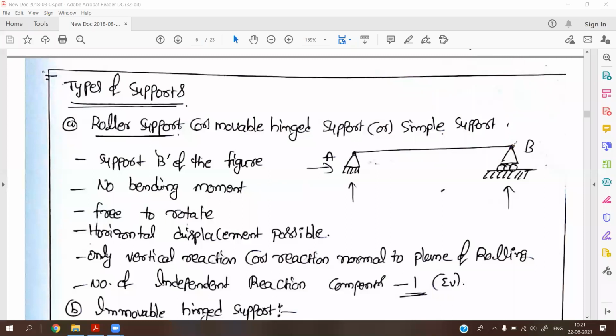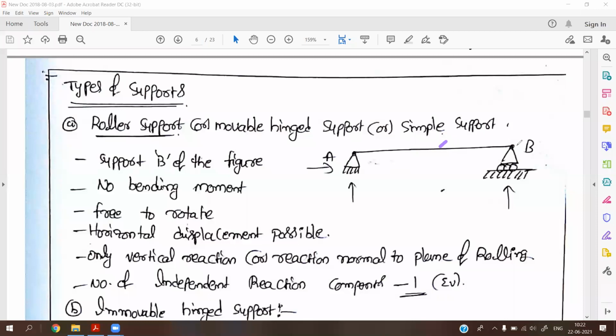Generally this roller support is provided in a structure to allow expansion or contraction of the structure. Due to summer, the entire structure, which may be steel, will have its members expand due to temperature. For providing expansion, we provide a roller support at the free ends.